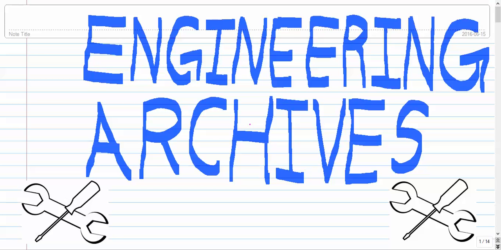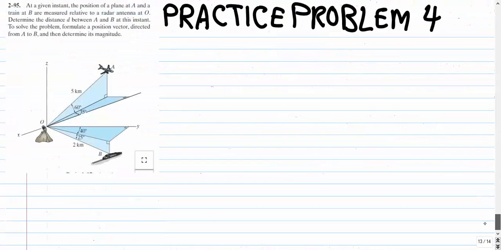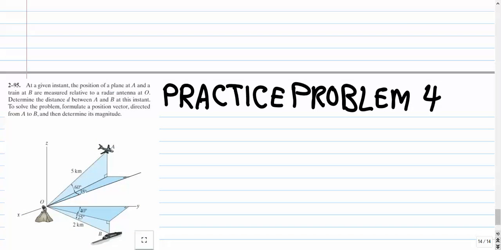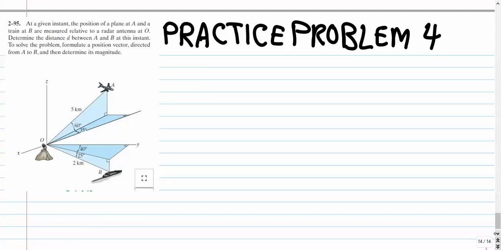Let us look at practice problem number 4 for this chapter. So the question says, at a given instant, position of a plane A and a train B are measured relative to a radar antenna at O. Determine the distance d between A and B at this instant. To solve the problem, formulate a position vector directed from A to B and then determine its magnitude.